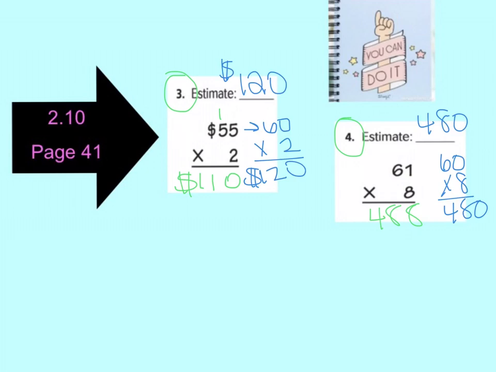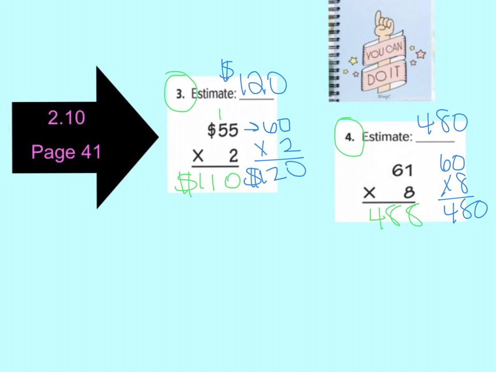All right, boys and girls, go ahead and check those answers. For number 3, the estimate should be 120, and the real answer should be 110. Number 4, your estimate was 480, with the actual product 488. Now, I do want to show you the only problem we had to carry was number 3. Number 4, it worked out because 8 times 1 gives me 8, and then you just do 6 times 8. You're not always going to have to regroup.